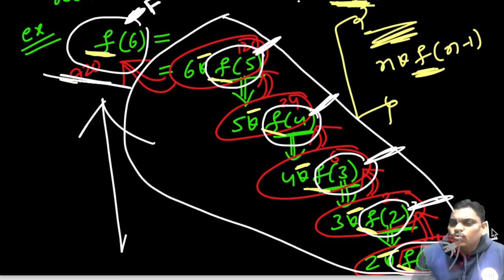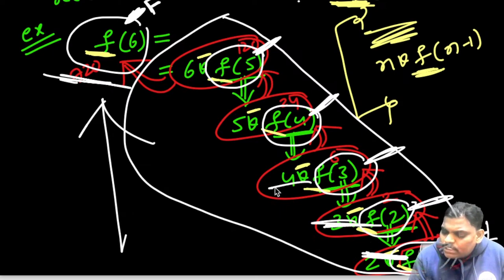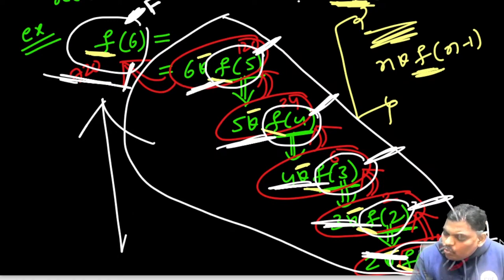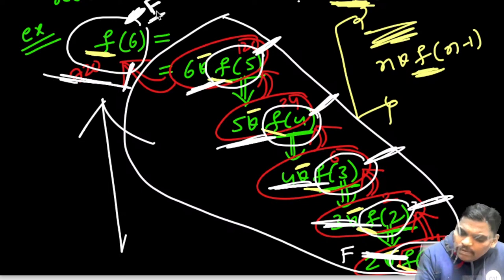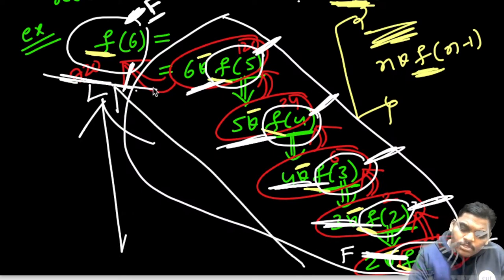Can anyone tell who will execute first? Called last is F1, but who will execute first? Remember, the one who will execute first is F1. Called first is F6, called last is F1, but the one who completed first is this one. Next he completed, next he completed. So what I want to say is, the person who called last will complete first, and the person who called first will complete last. In terms of execution, the person who called last will execute first, and the person who called first will execute last.